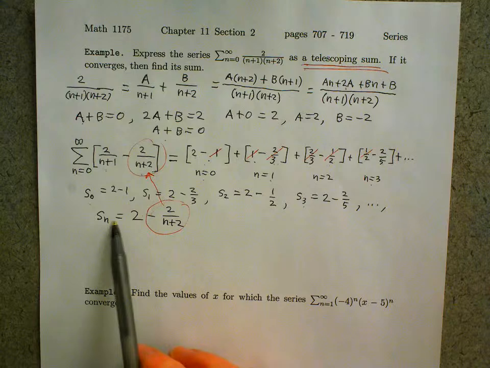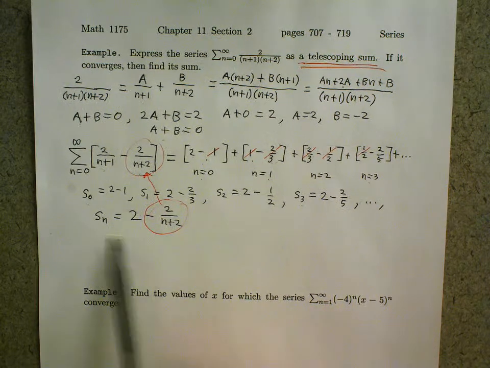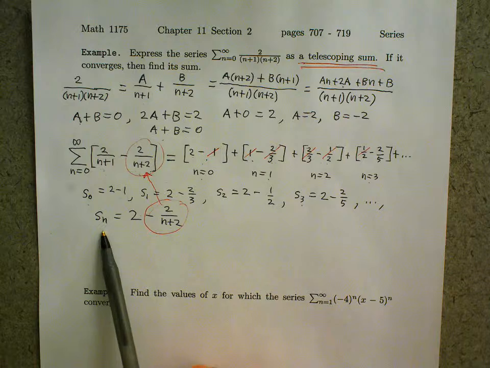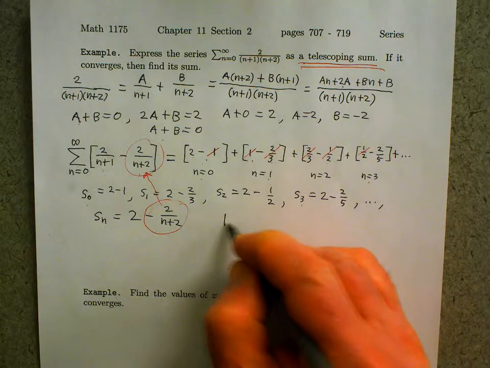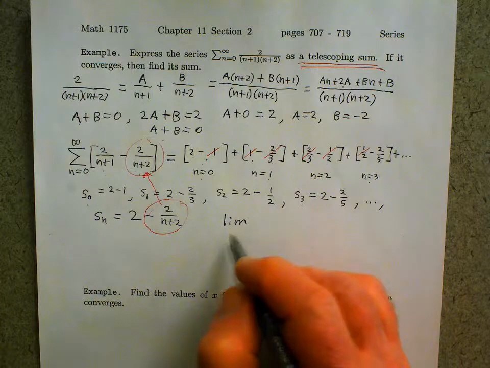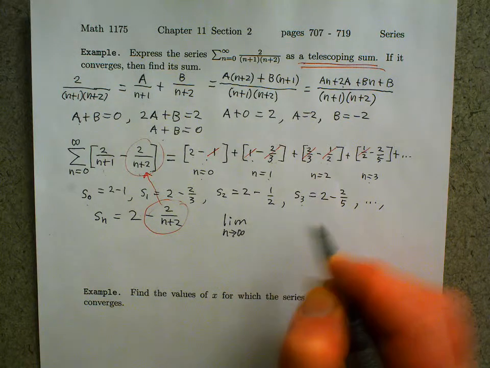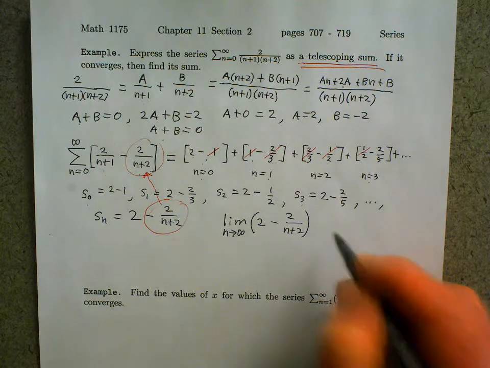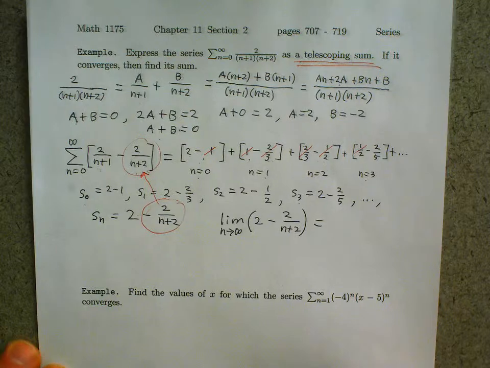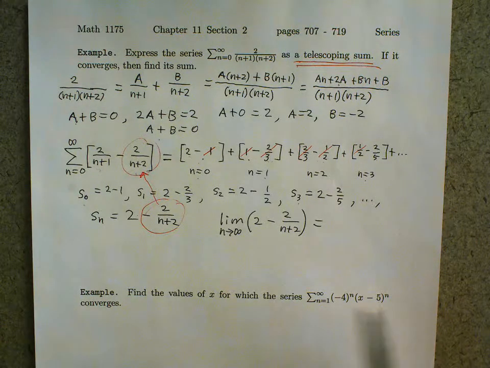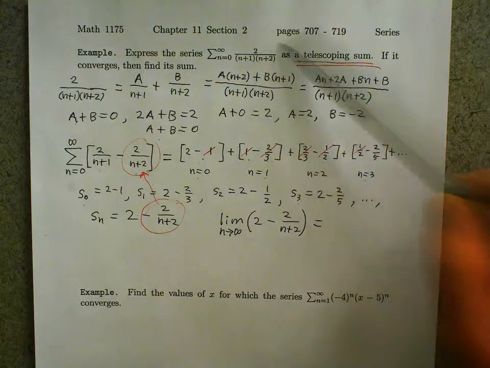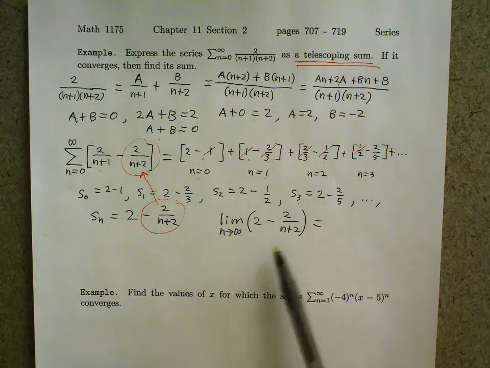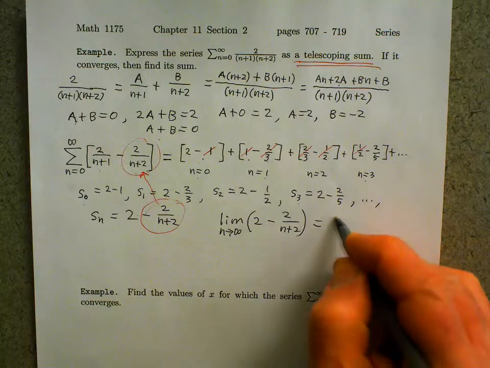Well, the series, if it converges, is equal to the limit of the sequence of partial sums. So let's compute the limit of s sub n. If the limit exists as a finite number, then the series converges to that number. So what's the limit of this? 2. Yeah, 2 over n plus 2 goes to 0, so the limit is 2.